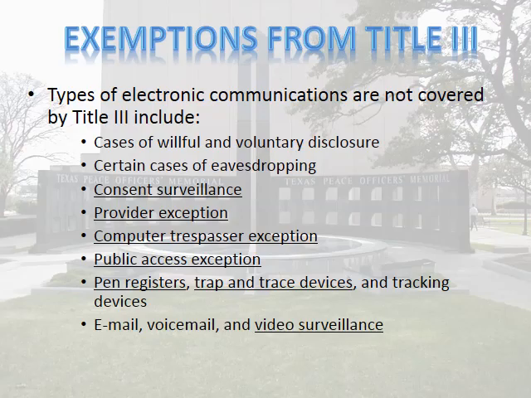Types of electronic communication that are not covered under Title III include cases of willful and voluntary disclosure. So you have a right to record your own phone calls. Certain cases of eavesdropping: again, you're sitting in a public place and someone's talking loud enough for you to hear about what they're planning on doing. That doesn't fall under it. Consent surveillances: people will often have the police watch their houses because they think somebody's going to commit a crime. That doesn't either. Providers are allowed to obtain certain information because of their rights as a provider.